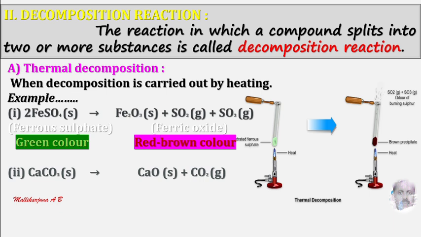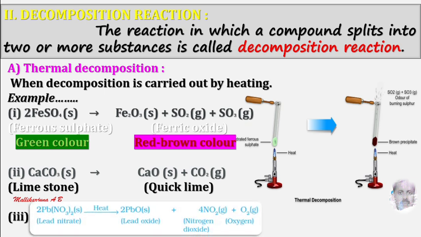Calcium carbonate, when heated, forms calcium oxide plus carbon dioxide. Lead nitrate, when heated, converts to lead oxide plus nitrogen dioxide plus oxygen.